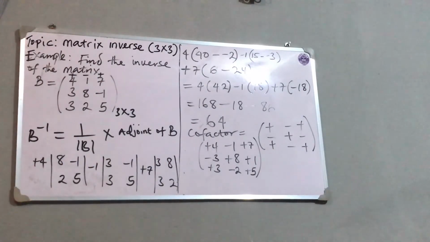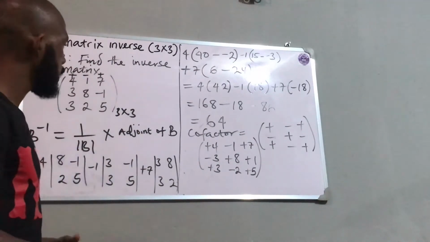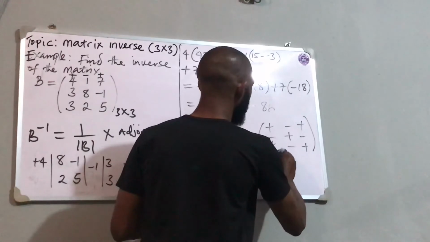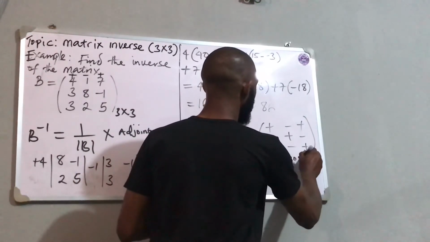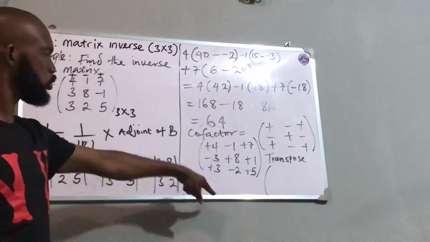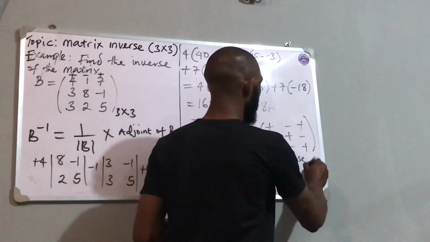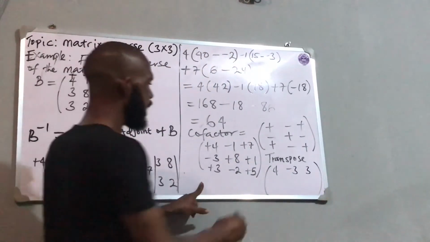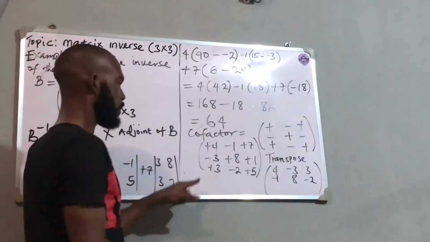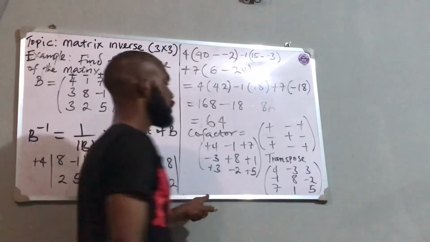Next, I need to transpose. How do I transpose? To transpose is just to change rows to columns or columns to rows. Okay, that's how you transpose. Now, for me to transpose, let me use this side. Transpose. Now, if I change my columns to rows, I'll have this to be 4, minus 3, 3, minus 1, 8, minus 2, 7, 1, and 5. So this is my transpose.